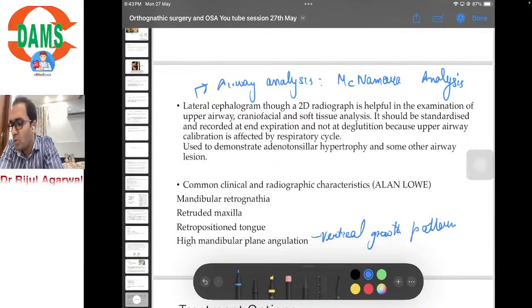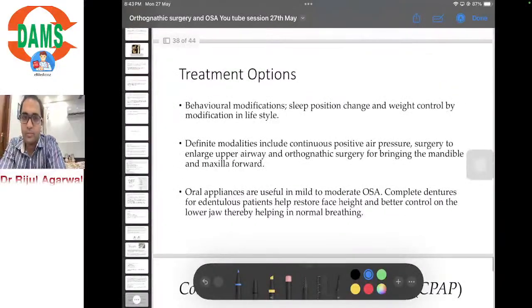Okay, I hope it's clear until now. So we have done the predisposing factors, the pathophysiology, and the diagnosis of obstructive sleep apnea. Next come the treatment options. So what are the treatment options?